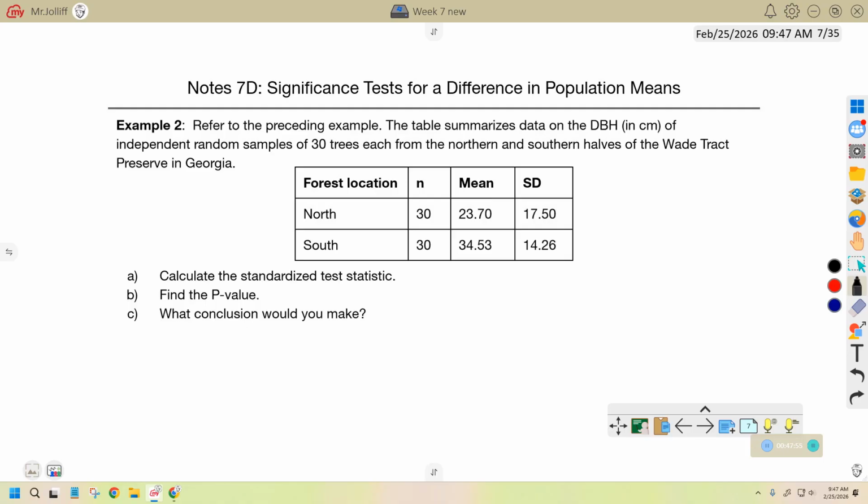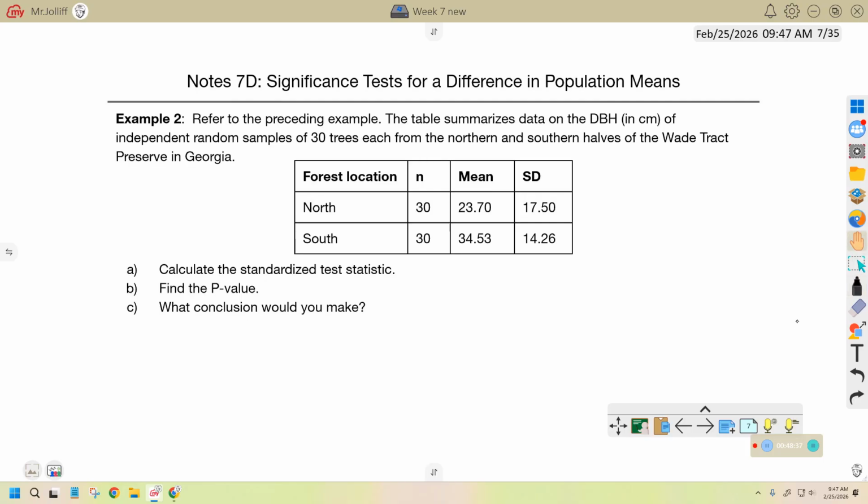Example 2 says, refer to the preceding example. The table summarizes data on DBH in centimeters of independent random samples of 30 trees from each north and south of the Wade Tract Preserve in Georgia. Calculate the standardized test statistic. Find the p-value. What conclusion would you make? Essentially, this is baby stepping our way through the question. They asked us to do the state. They asked us to do the plan. A and B are the do. C is the conclude. So some of your FRQs will be structured like this, where they're going to baby step you through it.